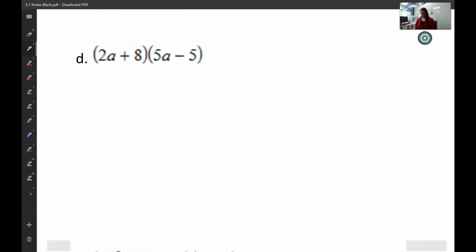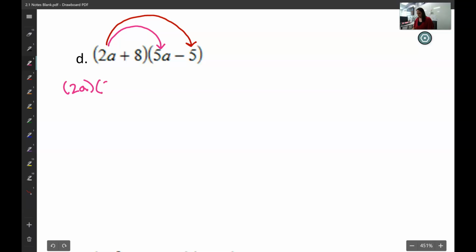When we look at this next one, we're going to do the same distributive idea. So we're going to take the 2a, distribute it to everything in the second one. And when we say distribute, we still mean multiply. So I've got 2a times 5a. There's distributing to the first one. And then 2a times negative 5, distributing to the second one.